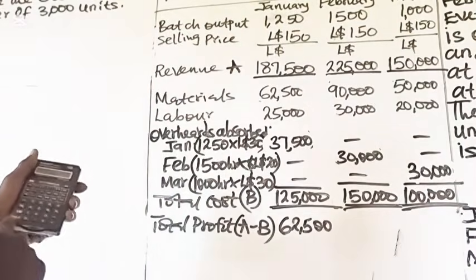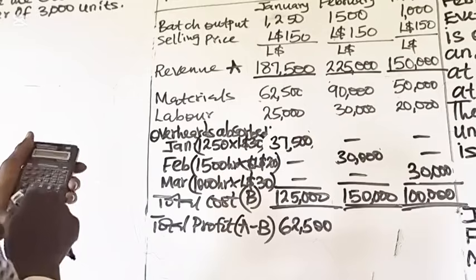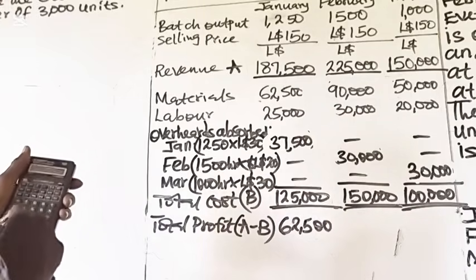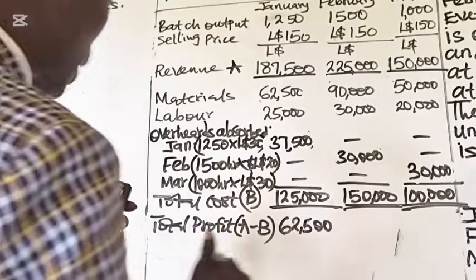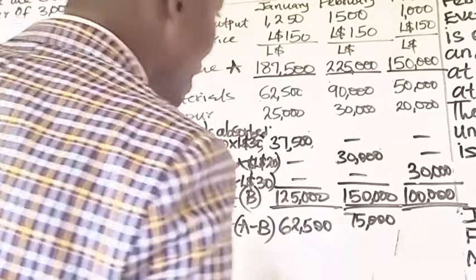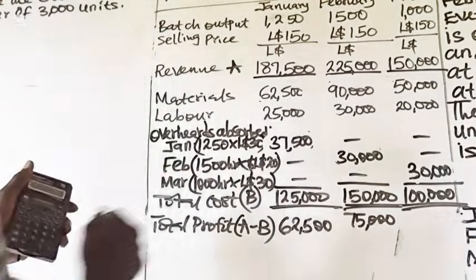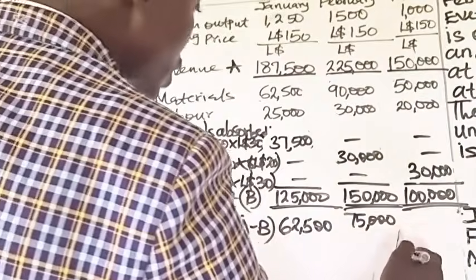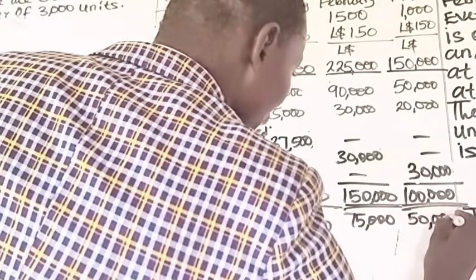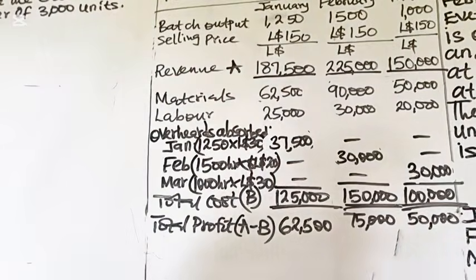In the month of February, revenue is 225,000 minus total cost of 150,000. Then we have the total profit of 75,000 in the month of February. In the month of March, revenue is 150,000, while the total cost is 100,000. We have the profit of 50,000. Now you've gotten the total profit.